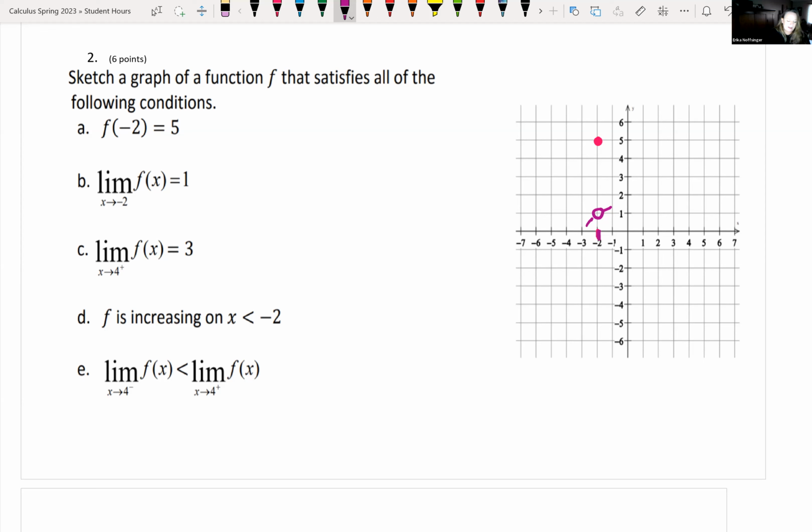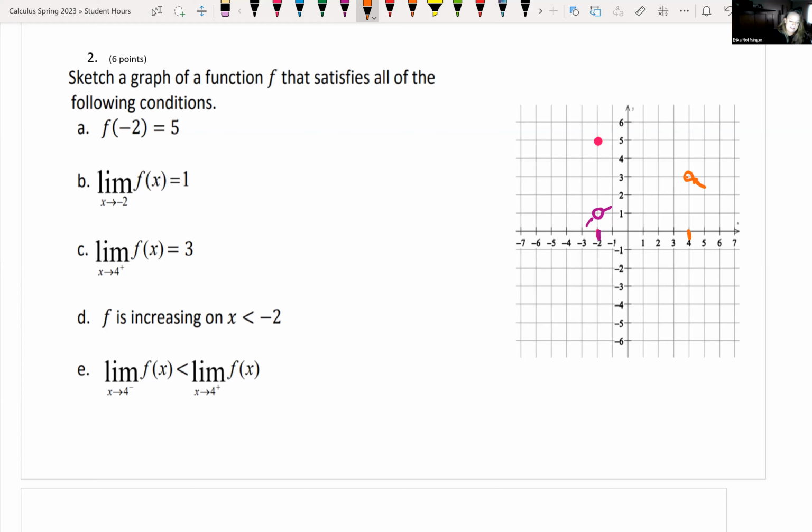Part C says the limit as x is approaching 4 on the right-hand side is equal to 3. So let's look at when x is equal to 4. The y value that we're getting closer and closer to, coming in on the right, is equal to 3. I don't know if I have an open circle or a solid circle here. We'll come back to that, but I know on the right-hand side, I'm getting closer and closer to this point.